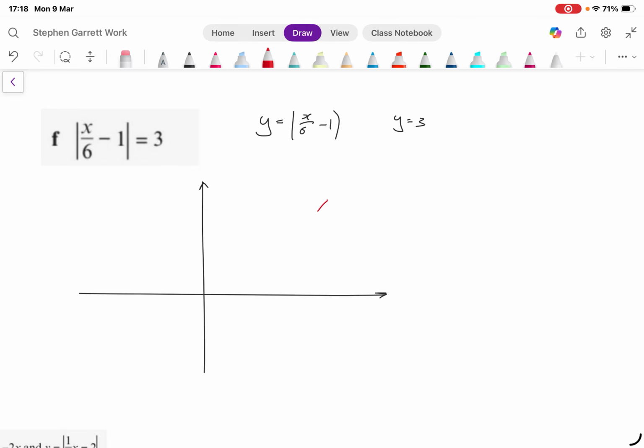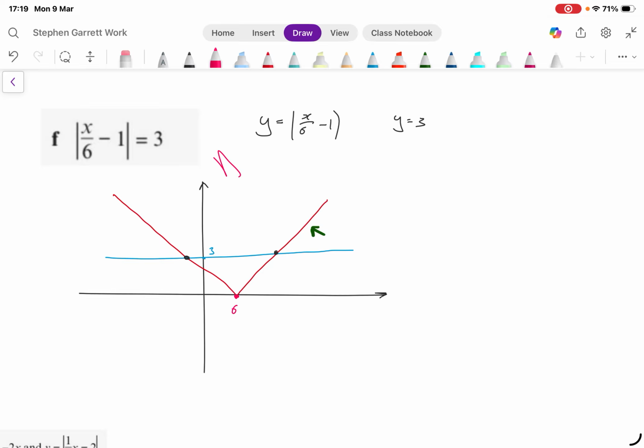So I have my modulus function, the vertex is here, and then I have this second function, y equals 3, so that's y equals 3. And we can start thinking about how we can find these 2 points of intersection. Okay, so in this side, this will be the point 6 here, if I can actually draw. There you go. X equals 6.